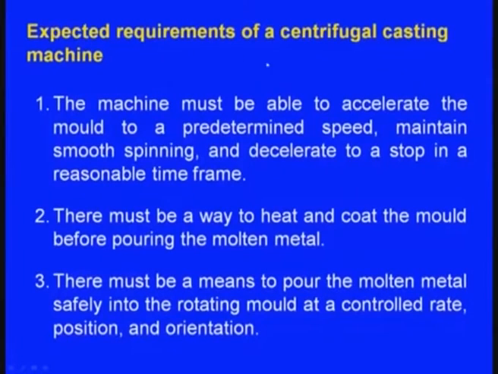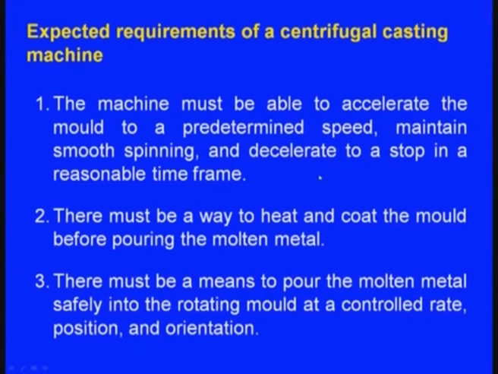Now, expected requirements of a centrifugal casting machine. What are the requirements? The machine must be able to accelerate the mold to a predetermined speed, maintain smooth spinning, and decelerate to a stop in a reasonable time frame. There must be a way to heat and coat the mold before pouring the molten metal. Otherwise, what happens? The molten metal may stick to the mold. So, to prevent this, we have to give a ceramic slurry coating. This must be dried, heated, and also baked. So, that much provision must be there within the machine.